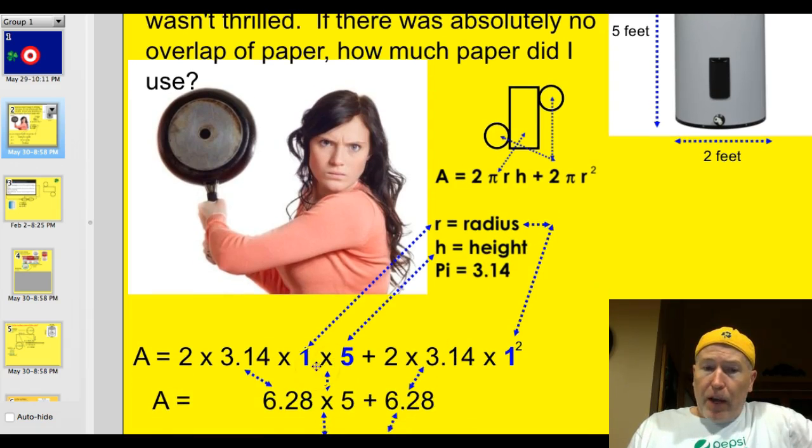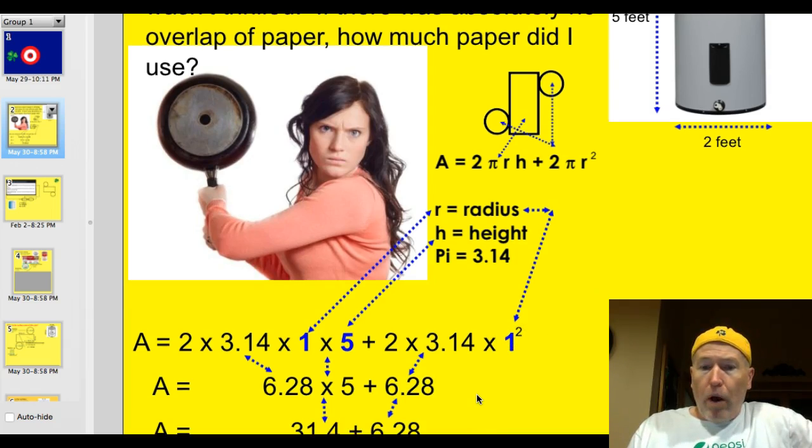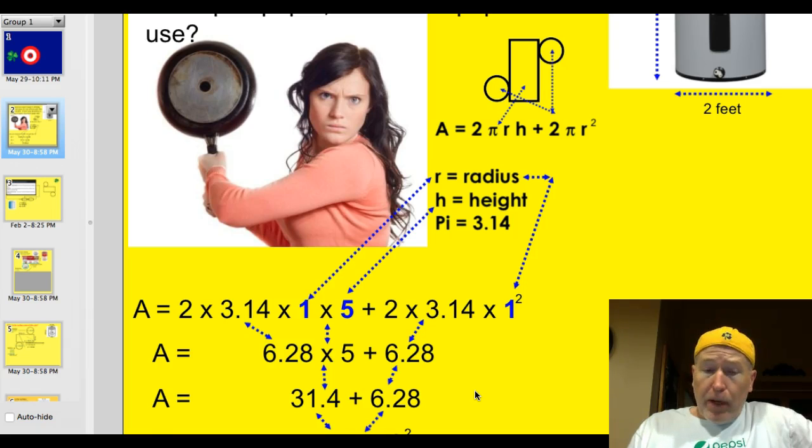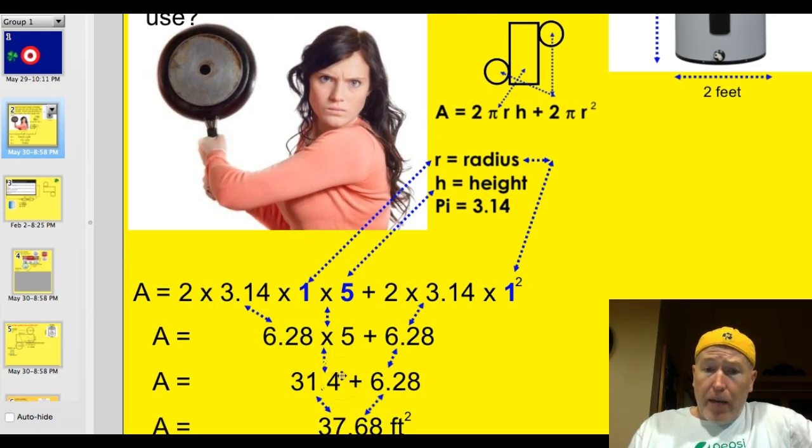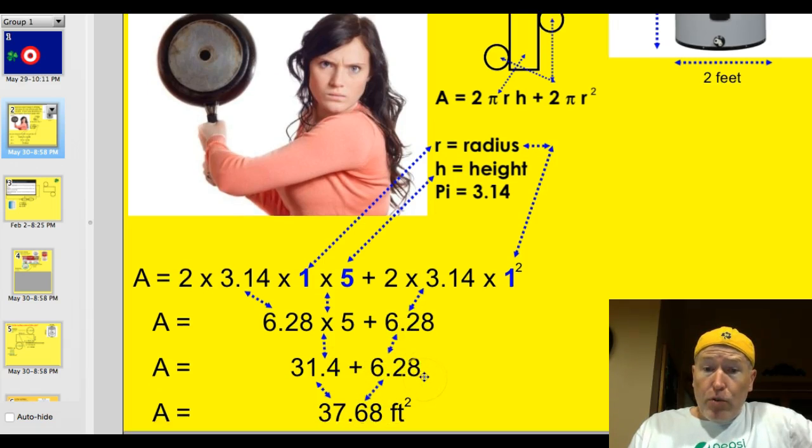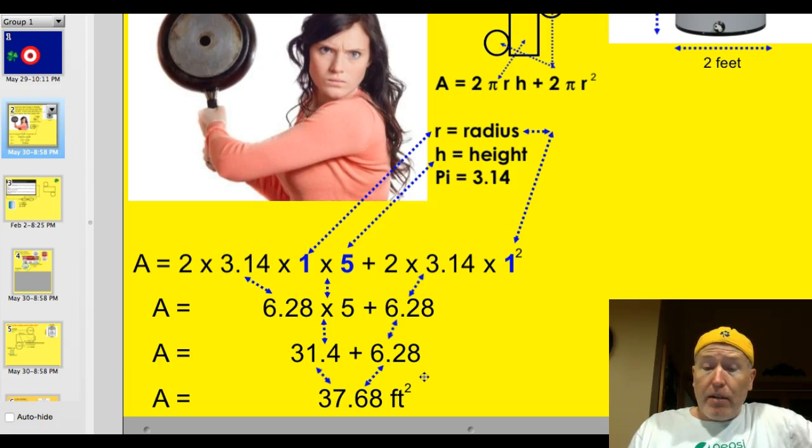So when we start simplifying that, 2 times 3.14 is going to be 6.28. The 1 I simplified down as equaling 1, times 5. And then here's another 2 times 3.14, that's 6.28 times 1 squared. Well, 1 squared is 1, so anything times 1 is just itself. So simplifying a little bit further, 6.28 times 5 is 31.4. And now we just have to add that to 6.28, and I get 37.68. That is the amount of wrapping paper I need, 37.68 feet squared of wrapping paper.